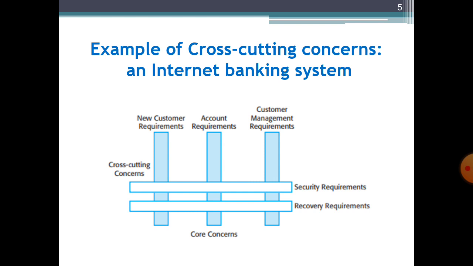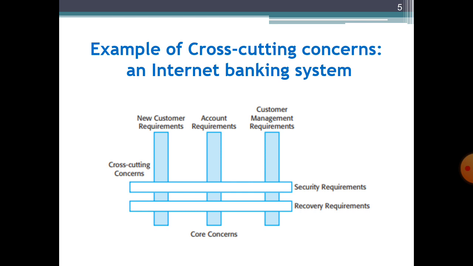I hope you have understood very clearly what cross-cutting concerns actually are. In this diagram we consider core concerns, which are the primary concerns about functional requirements, and cross-cutting concerns, which are our secondary concerns. We also call them non-functional requirements, and you can see how these cross-cutting concerns actually affect the overall performance of the system as well.